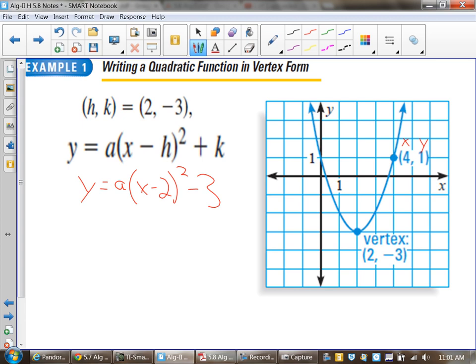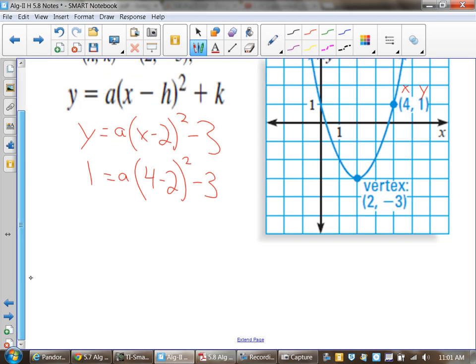Now, in this case, I know what x and y are. I just substitute in. Y is 1. I don't know what a is. X is 4. What variable are we solving for now? A. What's 4 minus 2? It's 2, squared. So I get 1 equals 4a minus 3. Add the 3, and what's a? It is 1. Add 3, divide by 4.